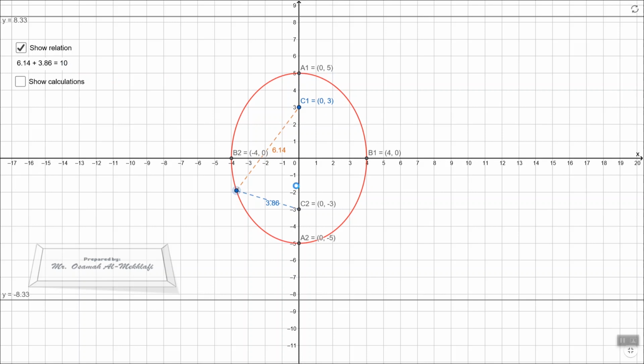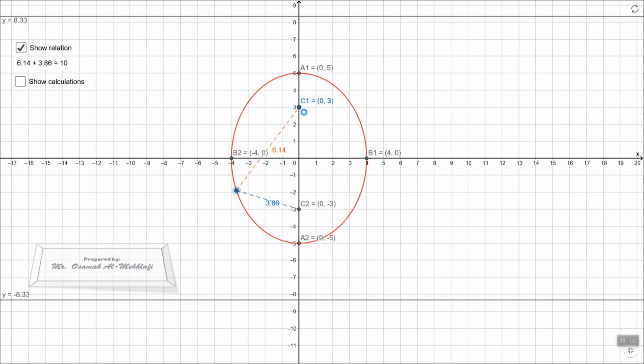The length of the major axis this time is here on the y-axis, and the length of it is 10. The length of the minor axis is 8. The focal length is 6. Again, this is A, 5. This is B, 4. And this is C, 3.